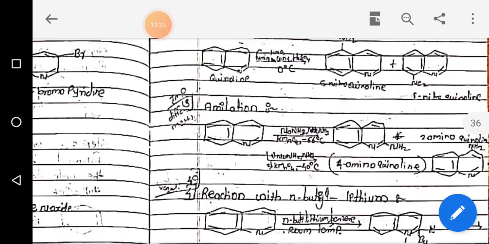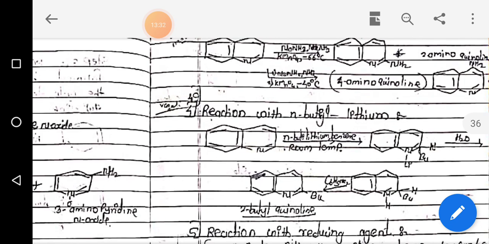Next is another part, the reaction with n-butyllithium. n-Butyllithium is a very strong base. So n-butyllithium reacts with quinoline and forms the lithium salt of quinoline, so that there is formation of the butyl group at the first position.